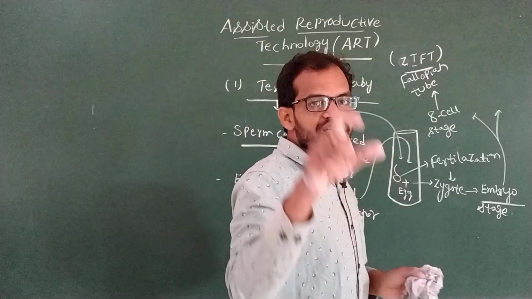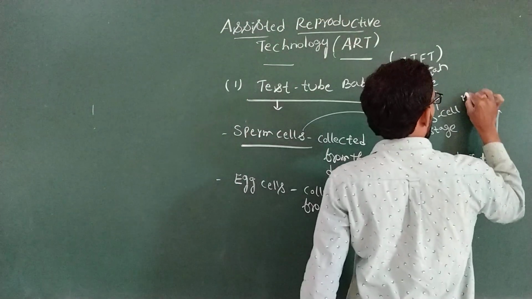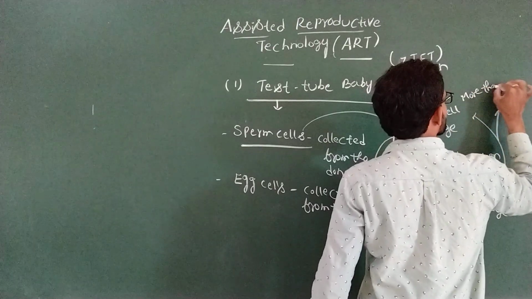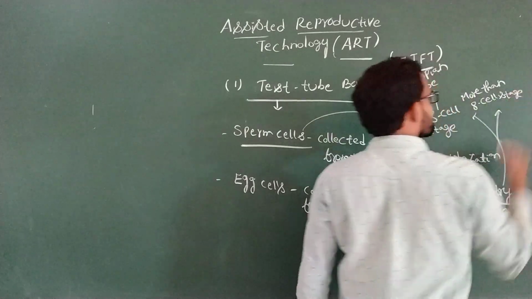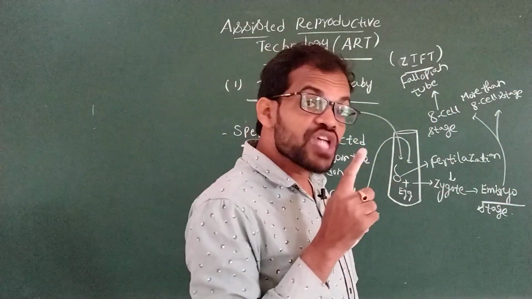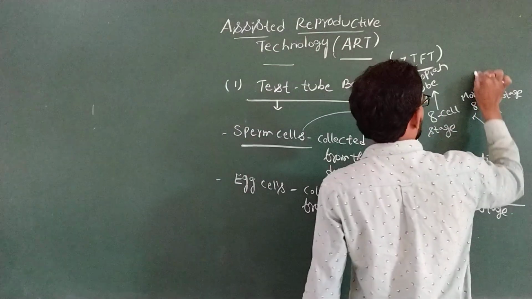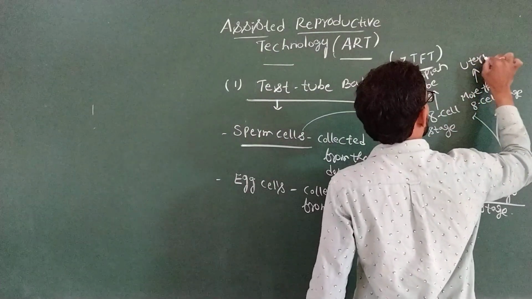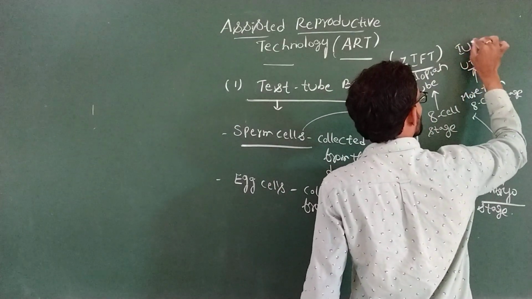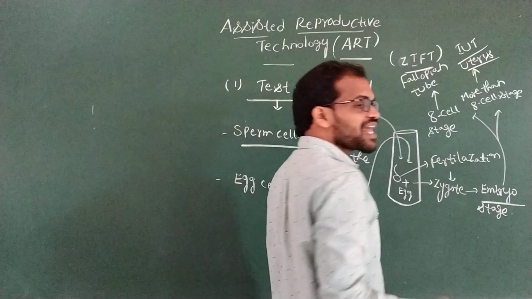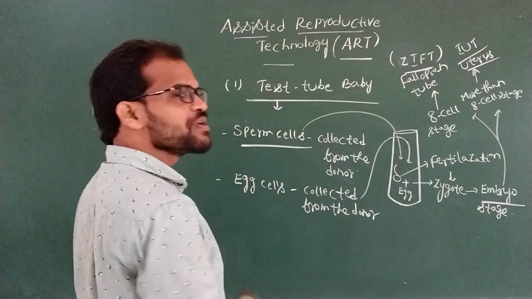For example, if the zygote has more than 8 cells, at that time these embryos, these zygotes, are transferred into the uterus. Transfer into the uterus. That's why it is called intra-uterine transfer.